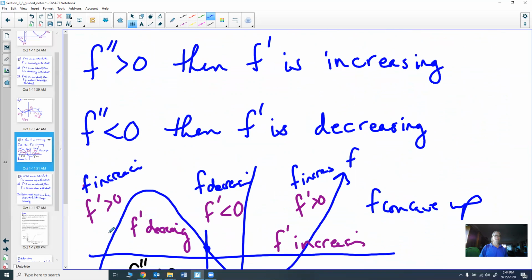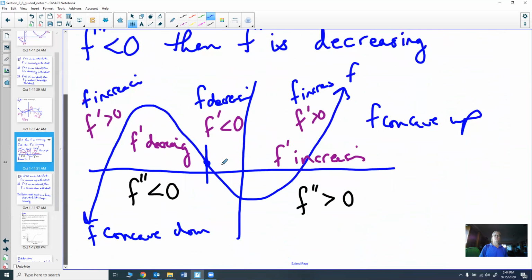The inflection point is the point where it changes from concave up to concave down. So going back to this picture here, this point right here is where we change. We go from concave down to concave up, and that's called the inflection point.